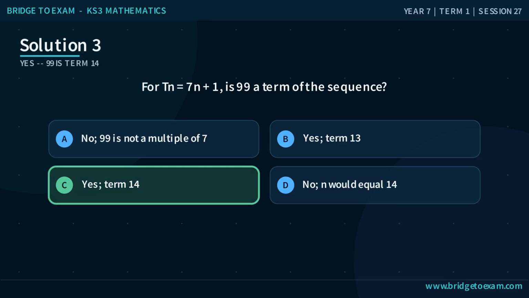Option C is correct. Yes, 99 is the 14th term. Subtract 1 to get 7n equals 98, then divide by 7 to get n equals 14. A positive whole number position proves 99 belongs to the sequence.